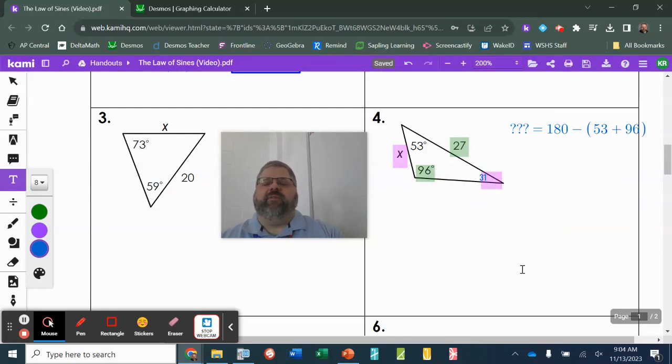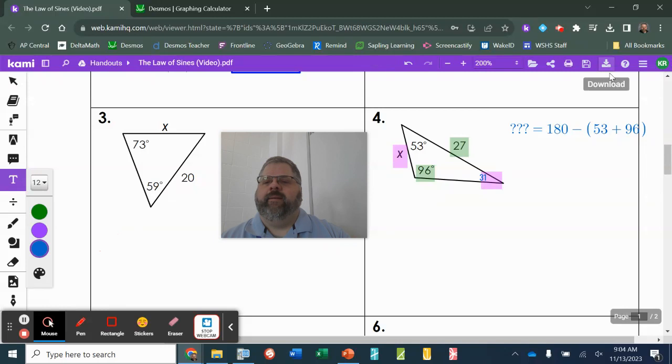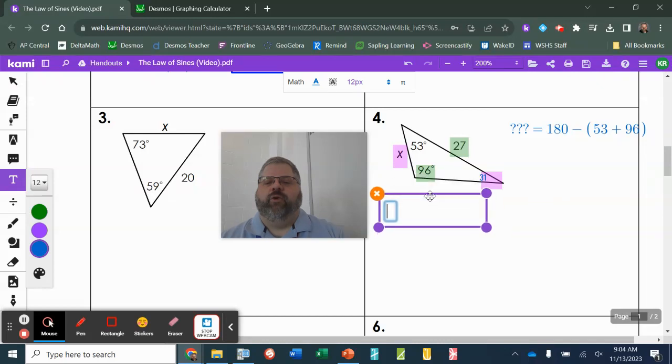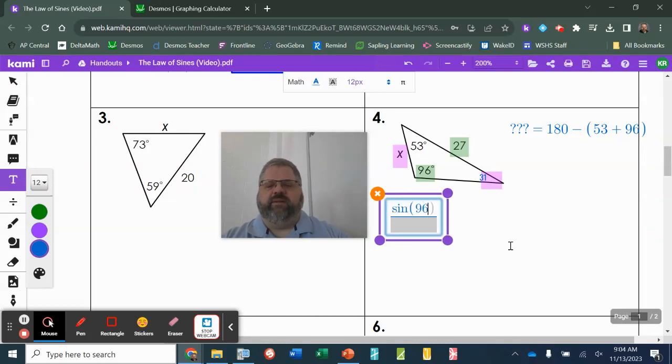And so now I have enough information to set up my law of sines. So we're going to do exactly that. I'm going to go ahead and write myself an equation for the law of sines. I'm going to start with what I know, the things highlighted in green. So I'm going to say sine of 96 degrees divided by 27 is going to be equal to the sine of 31 degrees divided by x.